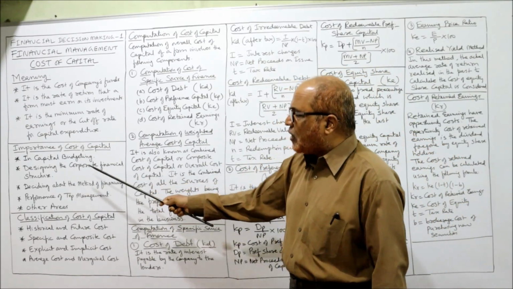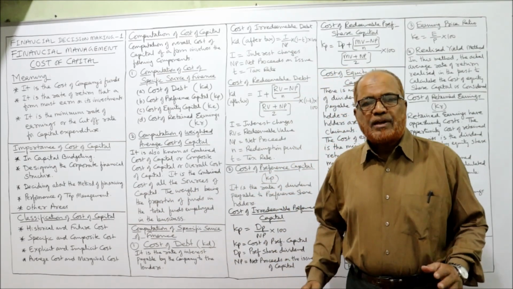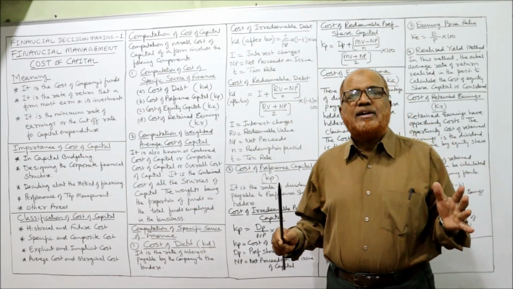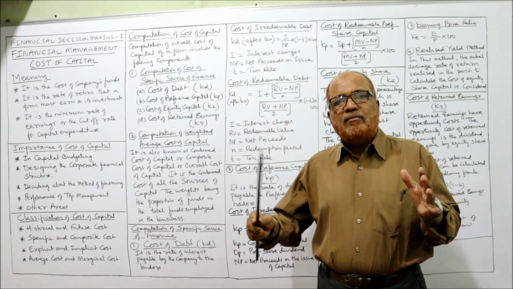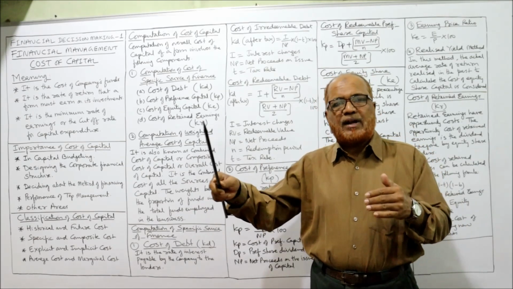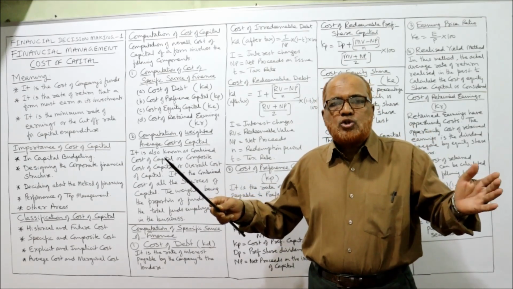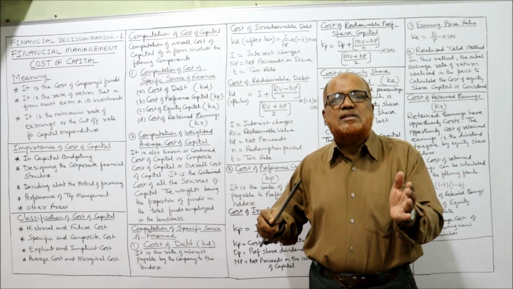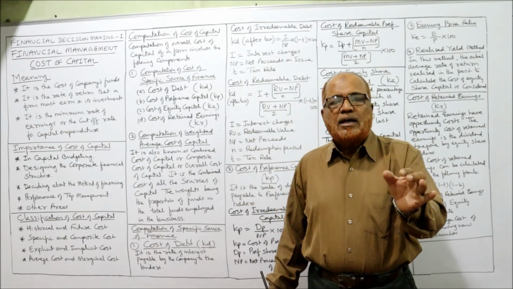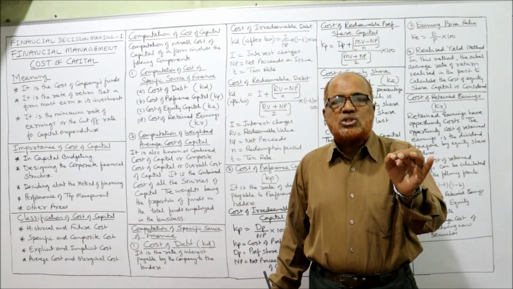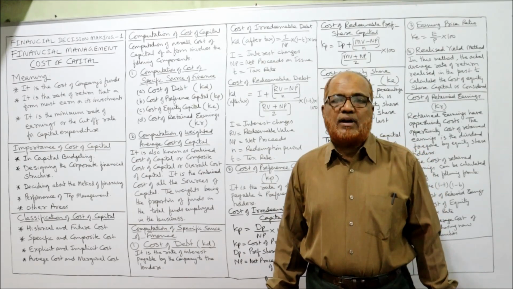Secondly, designing corporate financial structure. See here, a company will have different sources of funds. A company will raise funds from equity, preference, debentures, loans, etc. There should be a proper combination of all these funds. That is called capital structure. An appropriate capital structure will increase the earnings of the company.